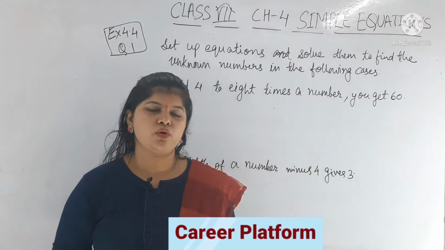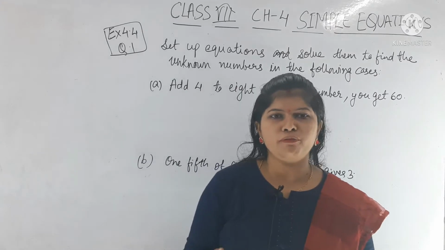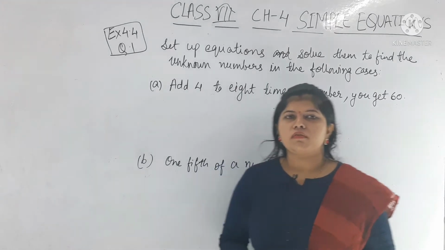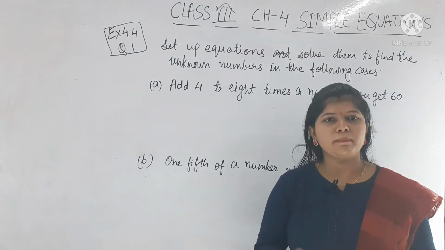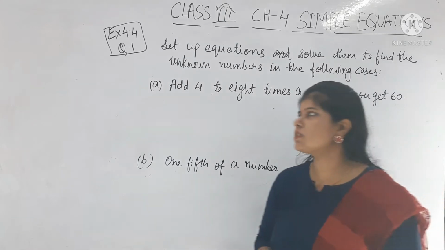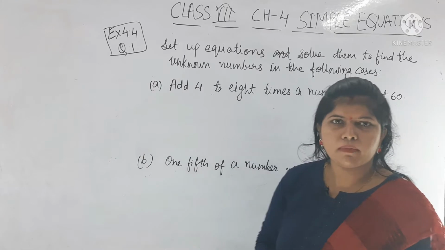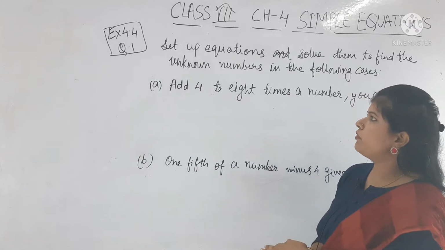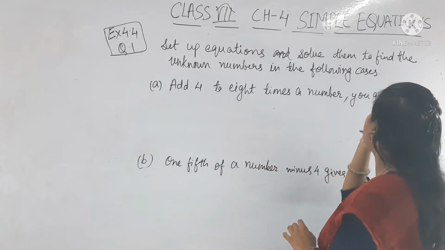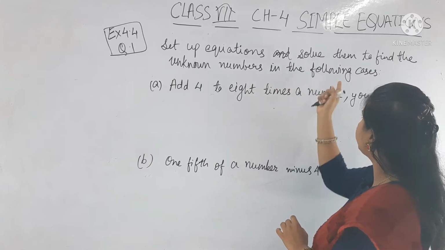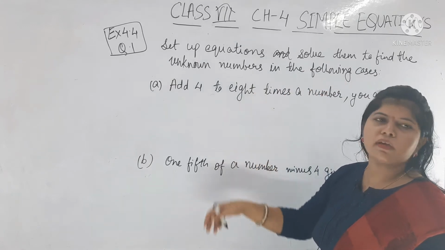Here in this video I will cover exercise 4.4. We are solving the simple equations of class 7, so we will do exercise 4.4 question number 1 here. It is given: set up equations and solve them to find the unknown numbers in the following cases.